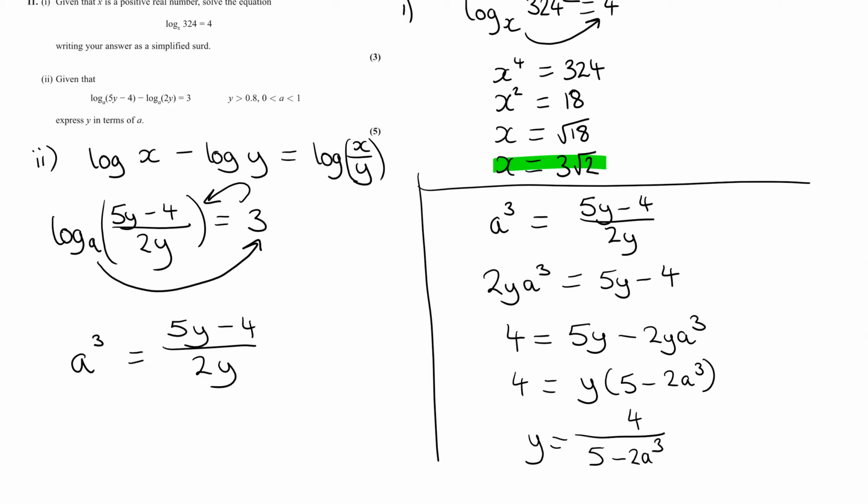Now, depending on how you rearrange, you may also have y equals minus 4 over 2a cubed minus 5 as your answer, and that is perfectly valid as well.